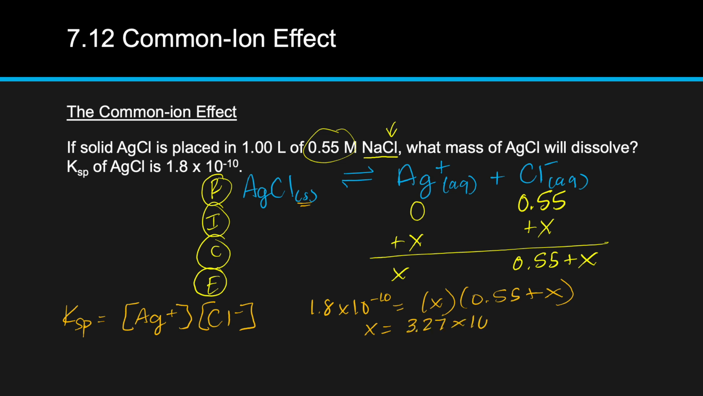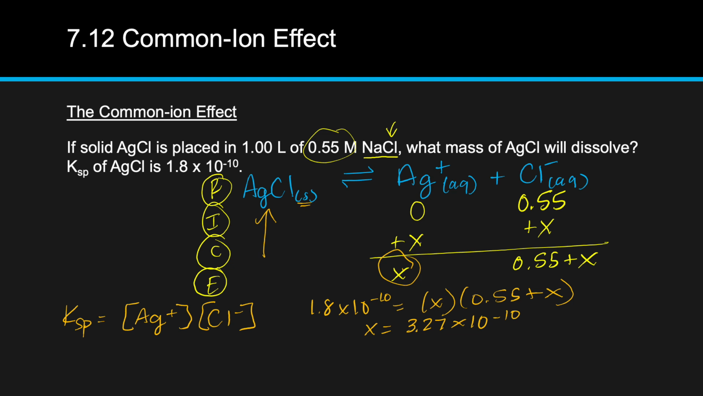3.27 times 10 to the negative 10th. Now that is telling me that this value is 3.27 times 10 to the negative 10th, which means when my AgCl was dissolved into this saltwater solution, I created 3.27 times 10 to the negative 10th molar Ag+, which means, since it's a 1-to-1 ratio, I also dissolved that amount of AgCl.